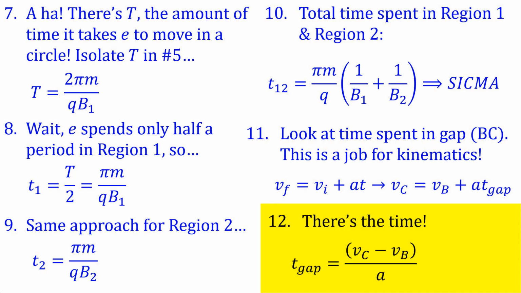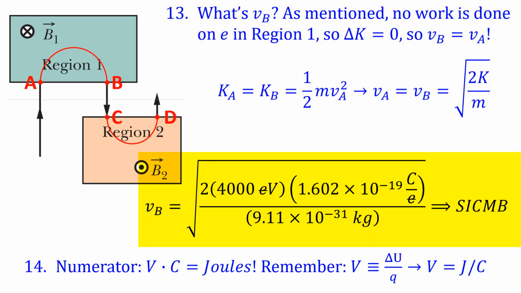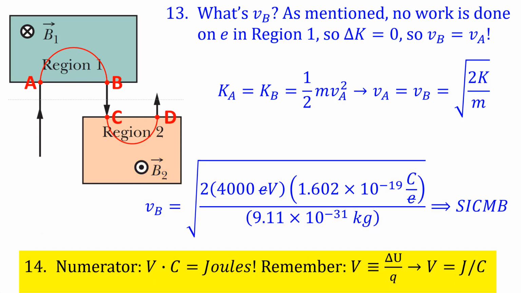So if I'm going down this path of kinematics, I have to find VB, VC, and the acceleration. I'm remembering the earlier statement that there's no work acting on the electron in region 1, which means no change in kinetic energy, which means no change in velocity. So my velocity at A is going to be the same as the electron's velocity at B. And down here you can see that I have to convert from electron volts to joules. I need joules in the numerator for dimensional consistency. Here's my conversion factor, and I do realize that a volt times a coulomb is in fact a joule.